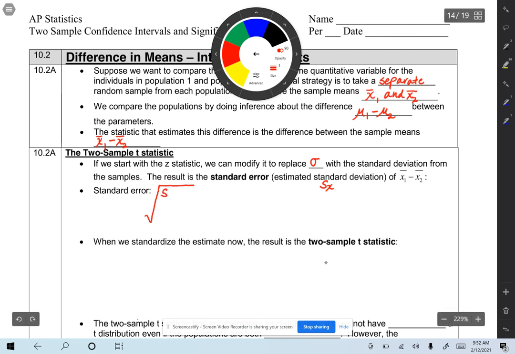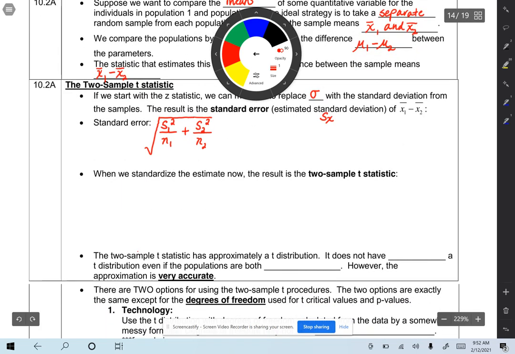So sample standard deviation of 1 squared divided by the sample size of the first sample, and then this plus the sample standard deviation of the second squared over the second sample size. It's squared because you add the variances. So when we standardize the estimate now, the result is the two-sample t statistic.